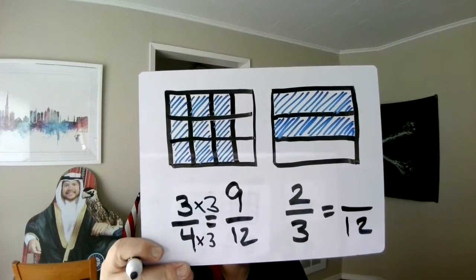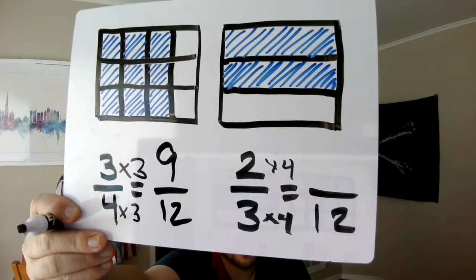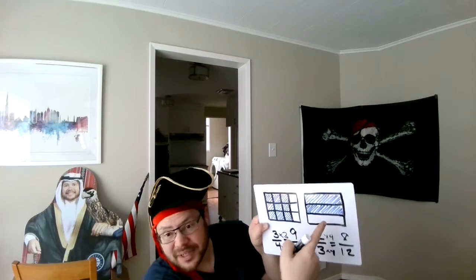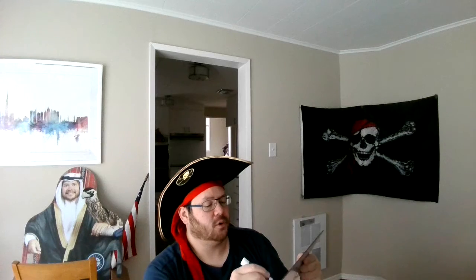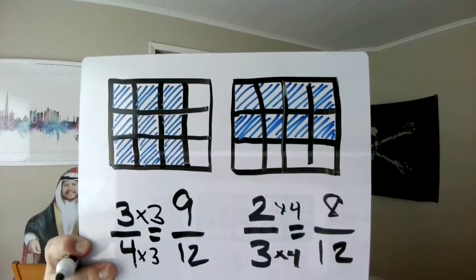So 2/3, what do I have to do to the 3 to get a 12? I got to multiply by 4. So I'm going to multiply by 4 on the bottom. I also have to multiply the numerator by 4. And that gives me 8/12, which again, I can visually show you by dividing up this top one here into 4 extra parts. Oops, pretend those are all equal. And notice that is now 8/12.